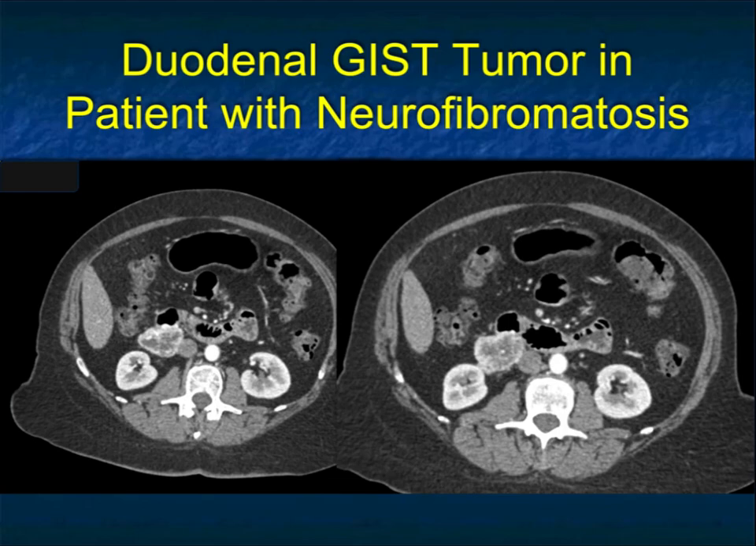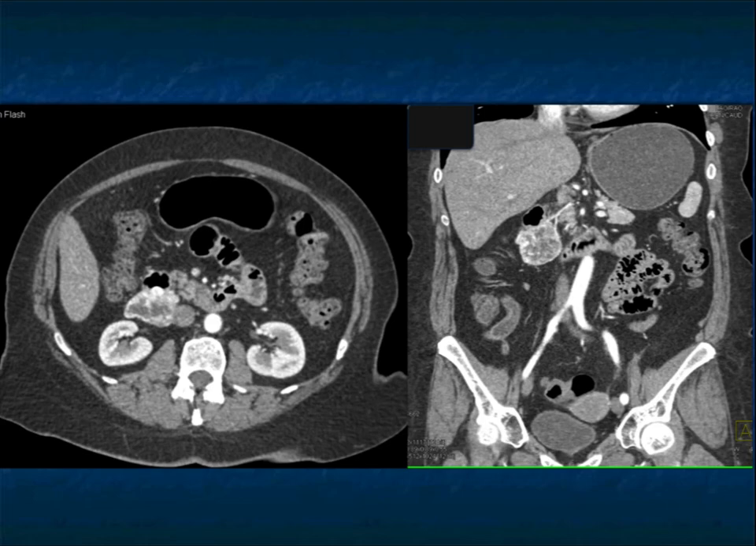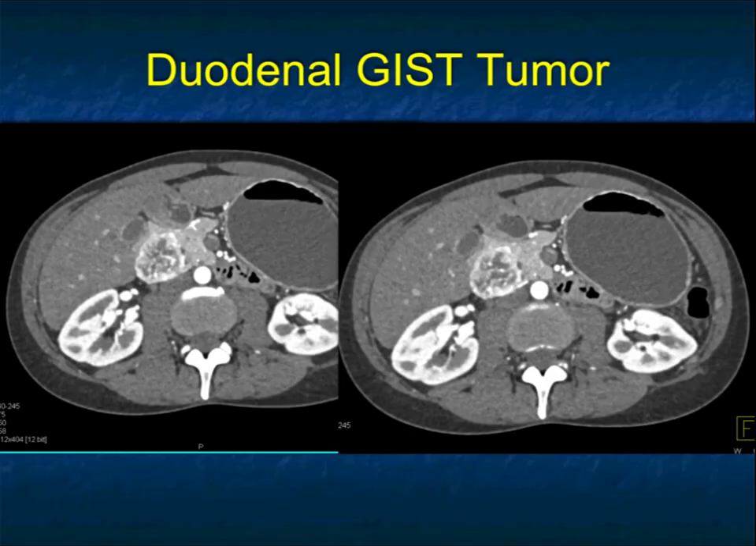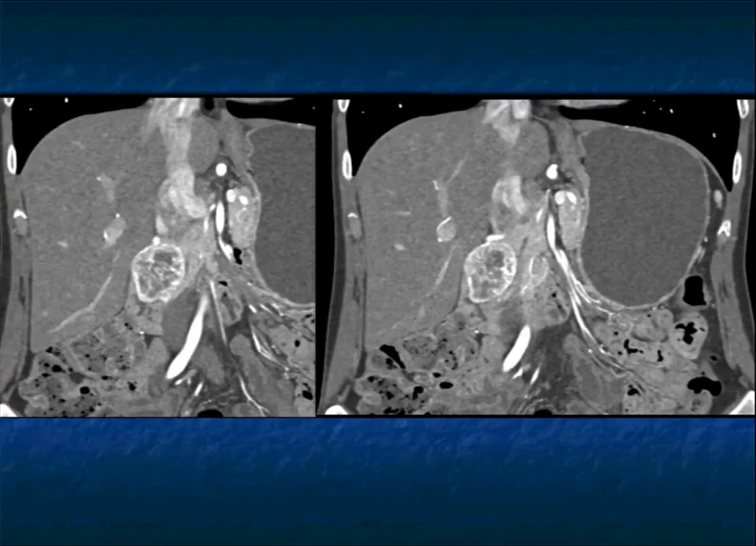Here's a case very similar to the last patient. There's a large mass coming off or adjacent to the duodenum. It's vascular, some central necrosis, flow from the GDA. Just a very nice example of a duodenal GIST tumor in a patient who had neurofibromatosis. So a really nice example. Just a few more images showing you that as well.